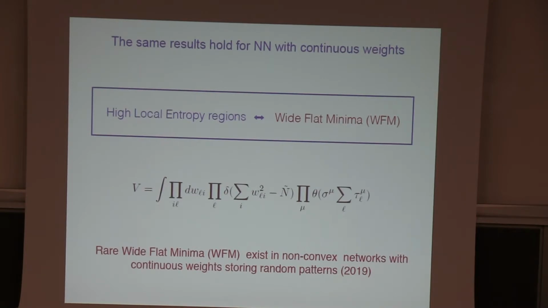Now, what happens if we go back now to multi-layer networks with continuous weights? What happens is that now we have, instead of high local entropy region, we have to look for wide flat minima. So regions in the weight space that, like in a lake, we have to find a lake in the weight space, a huge lake. And so we have to look for wide flat minima.